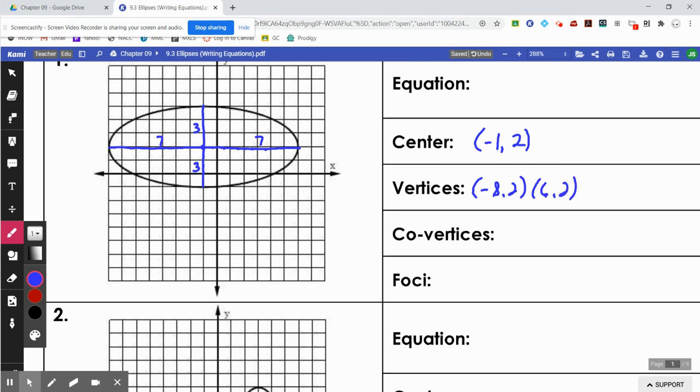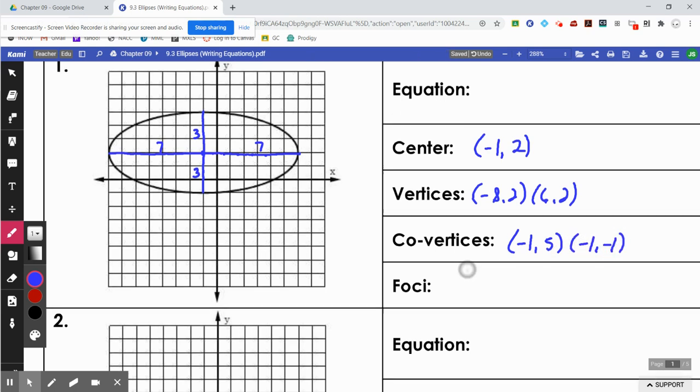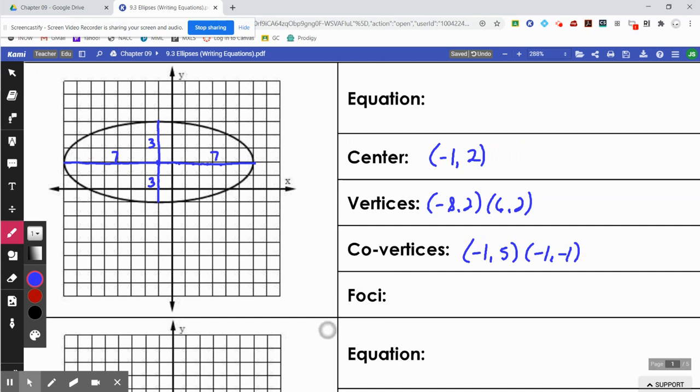We go up 3 and down 3. That's going to be at -1, 5, and -1, -1. There are your co-vertices. So your equation is going to be this. The 7 and 3 is what's going to be important. You have, first off, the center has been translated left 1 and up 2. So that's going to be (x plus 1) squared and (y minus 2) squared.